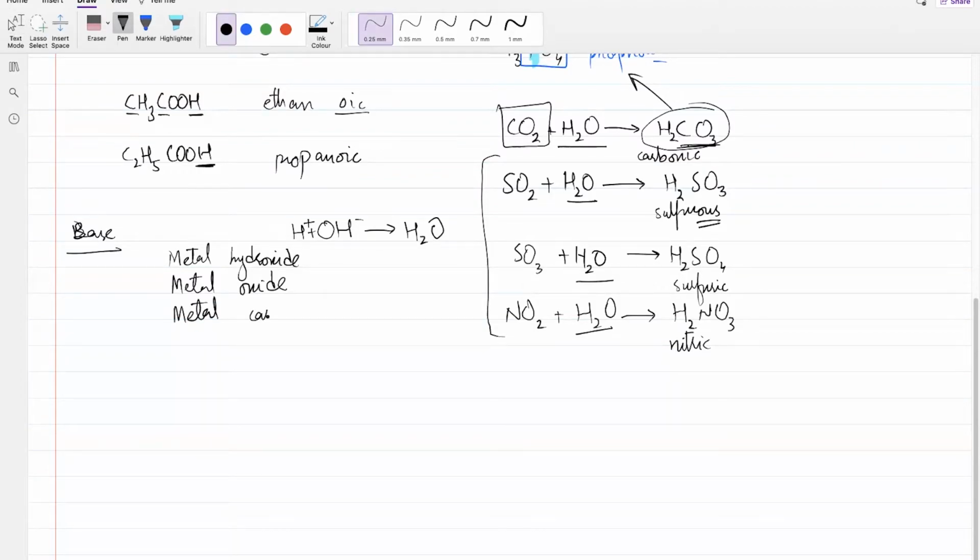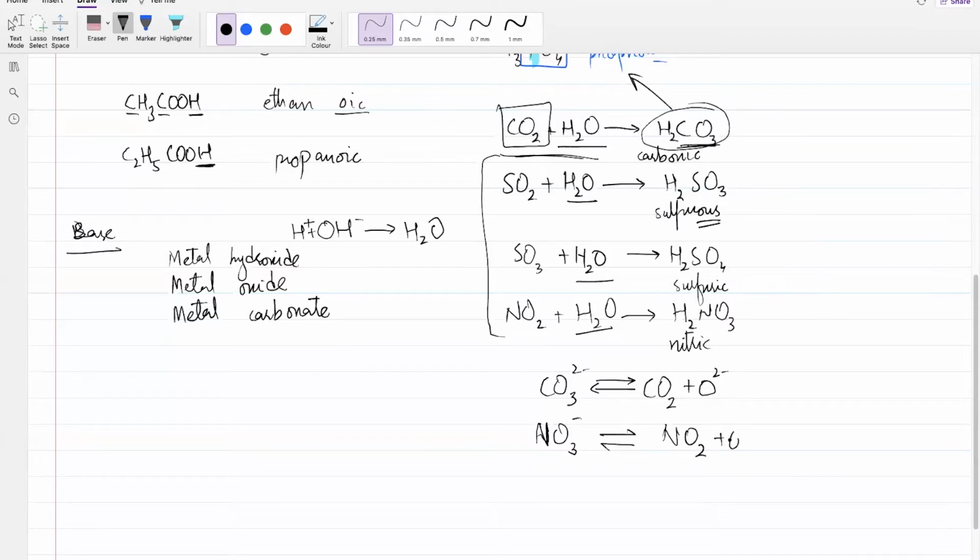Now for metal carbonate, it is important to understand what carbonate is. As you've seen here, what is carbonate? Carbonate is nothing but carbon dioxide attached to that O part in water. If I join it like this, it makes the carbonate ion, or the carbonate ion breaks down into carbon dioxide and oxide. Just like nitrate breaks down into NO2 and oxygen joins. Similarly SO3 makes the SO4 ion when it dissolves in water by joining with this.